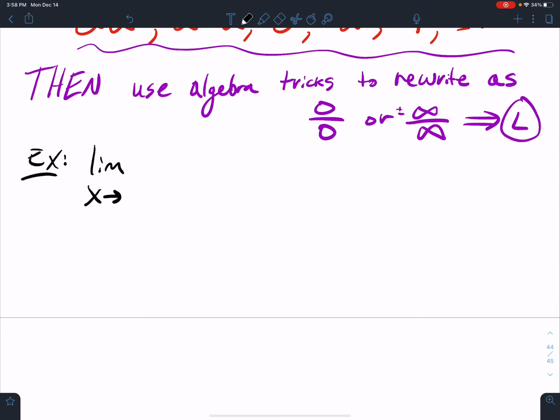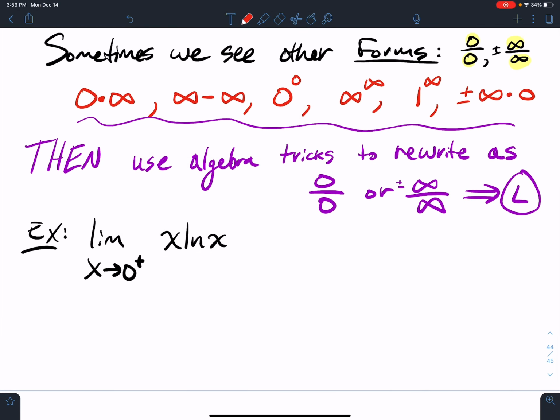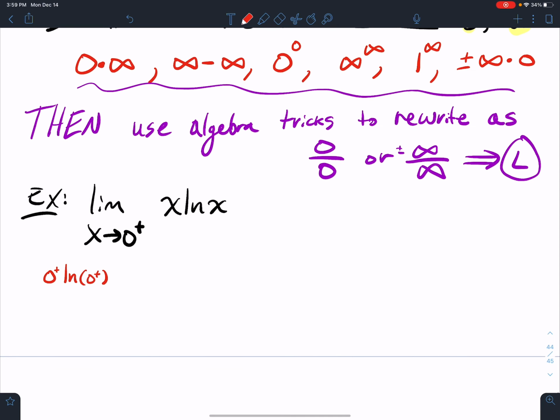Limit as x goes to 0 from the right, remember the plus means to go from the right, of x ln x, okay? So whenever I plug in to see what type of form that I have, I plug in 0, I have positive 0, and then natural log of positive 0. So what is positive 0? That's 0, right? Times a natural log of 0. So if I'm on the positive side, where's this going down to? It looks like it's going down to negative infinity down here. So this is like negative infinity times 0.